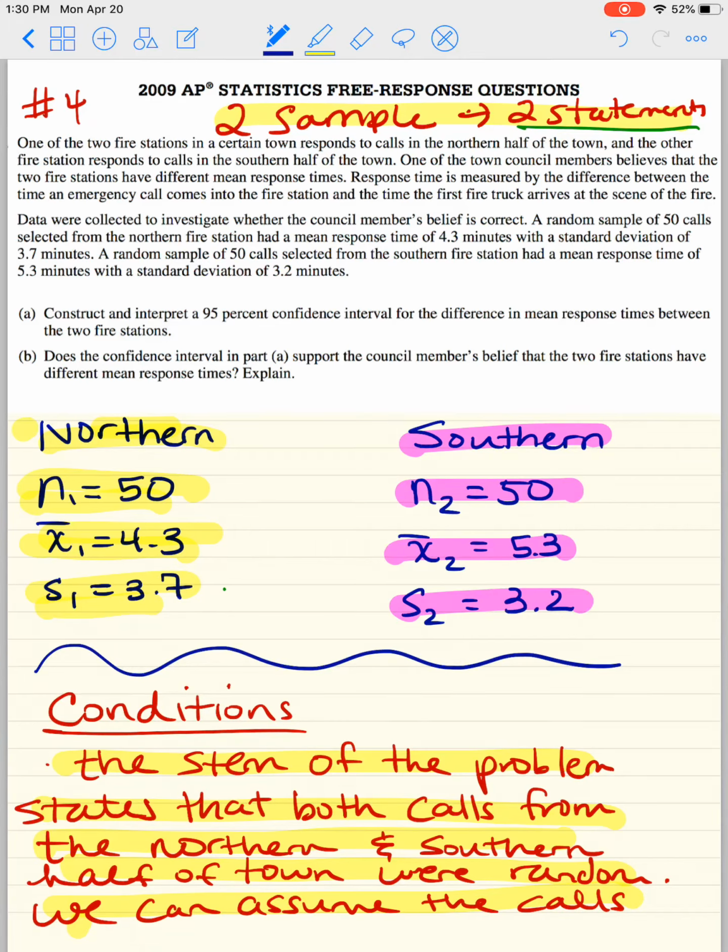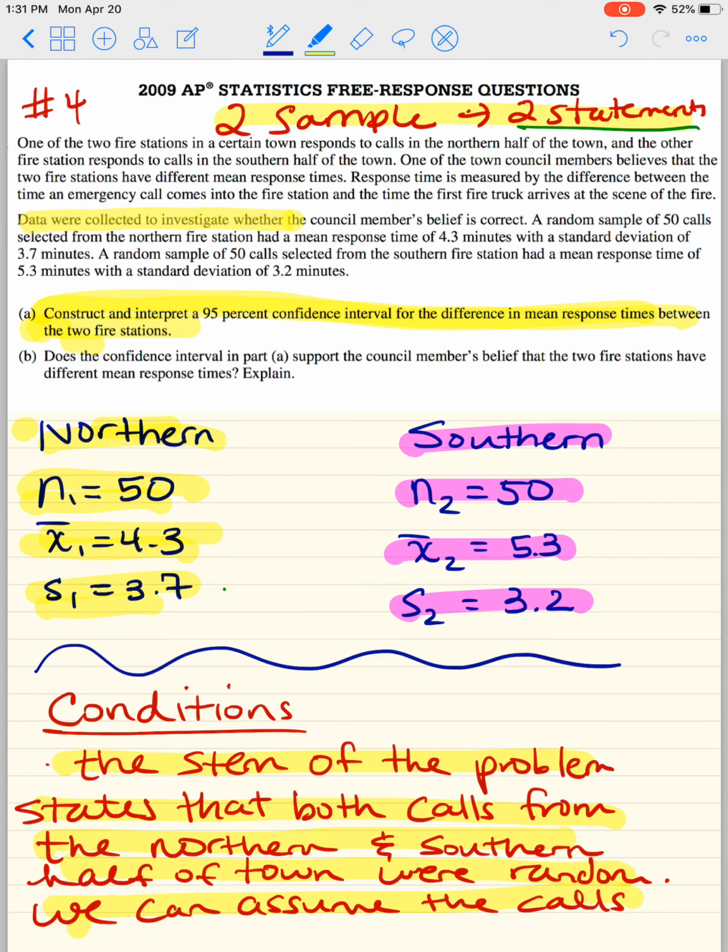Hey guys, this is the 2009 free response number 4. It's a 2-sample confidence interval for the difference in mean response times. If you guys want to take a second to read it, please do. I'm just going to really get right into it.